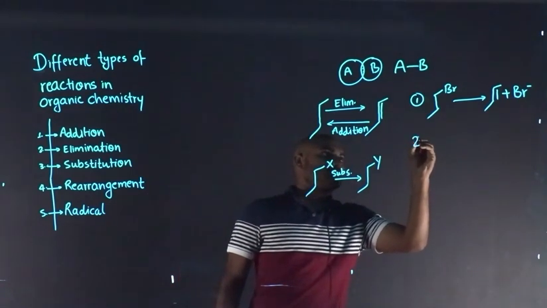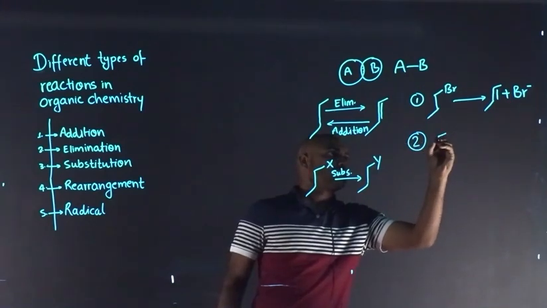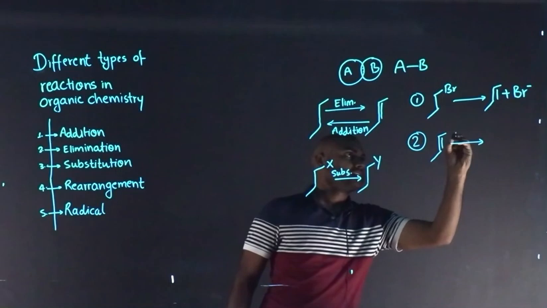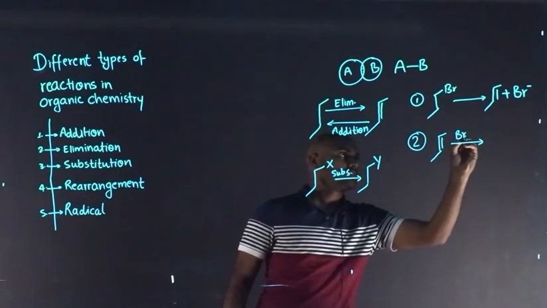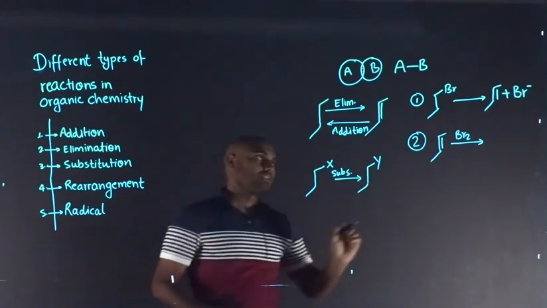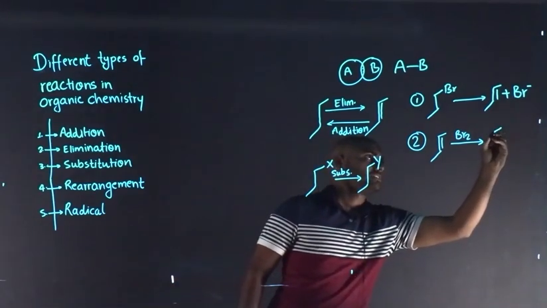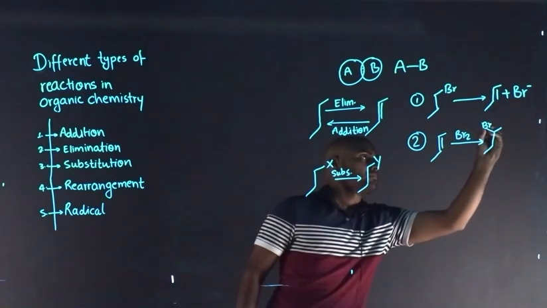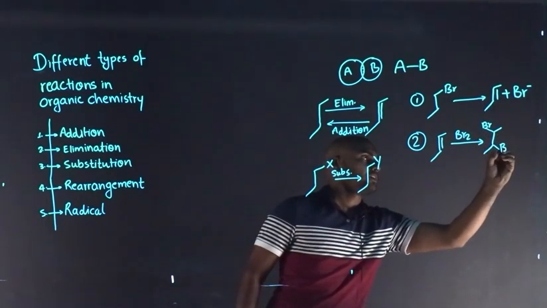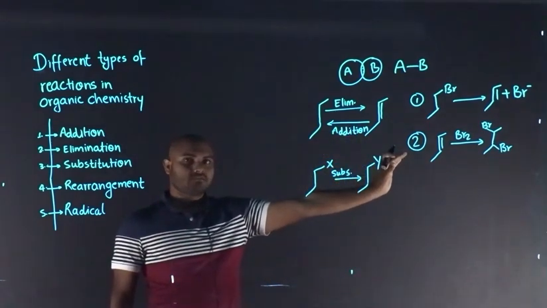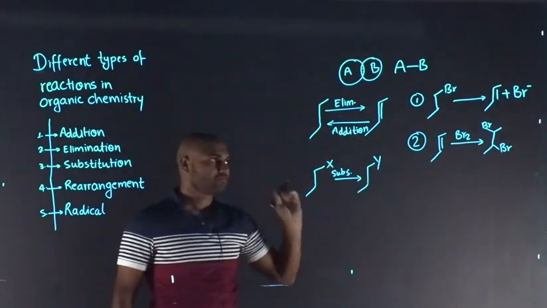In the second type of reaction, when we already have a pi bond and I am adding bromine to the reaction, the two atoms in the bromine are going to be added to the molecule by breaking that pi bond and making sigma bonds. This second type of reaction is addition.